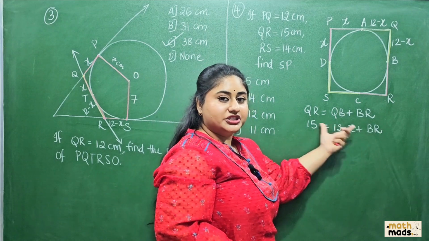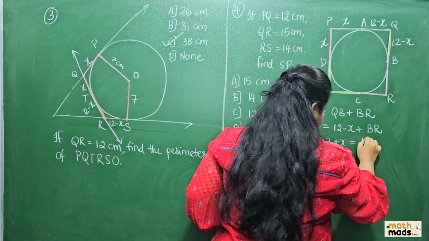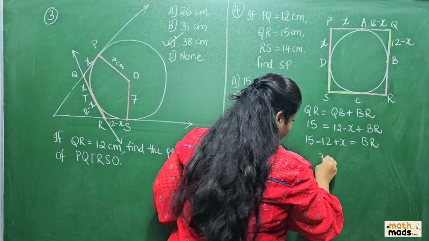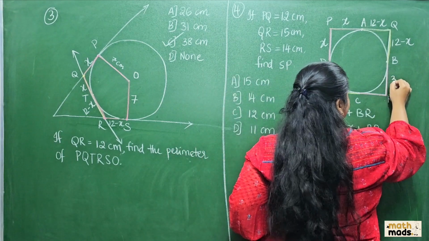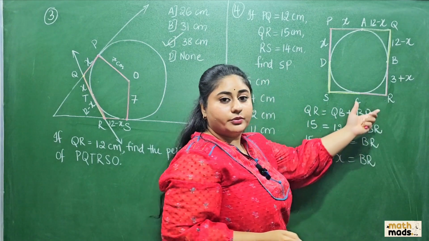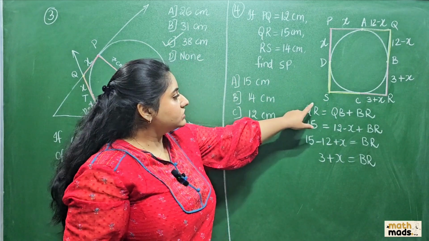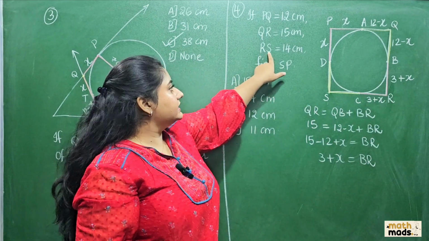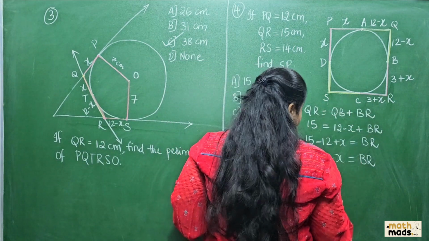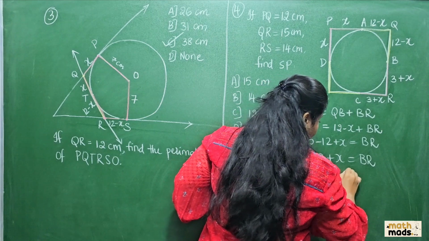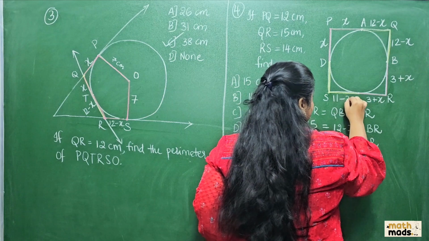This is what I have to find, right? Now let me retain BR and shift everything to the other side. So 15 minus 12 plus X is equal to BR, that is equal to 3 plus X is BR. So BR will be 3 plus X. Similarly, what about CR? That will also be 3 plus X. Now we know something about SR. What is SR? It is 14 centimeter. So if I subtract 14 minus 3 plus X, I am going to get 11 minus X. So SC will be 11 minus X.